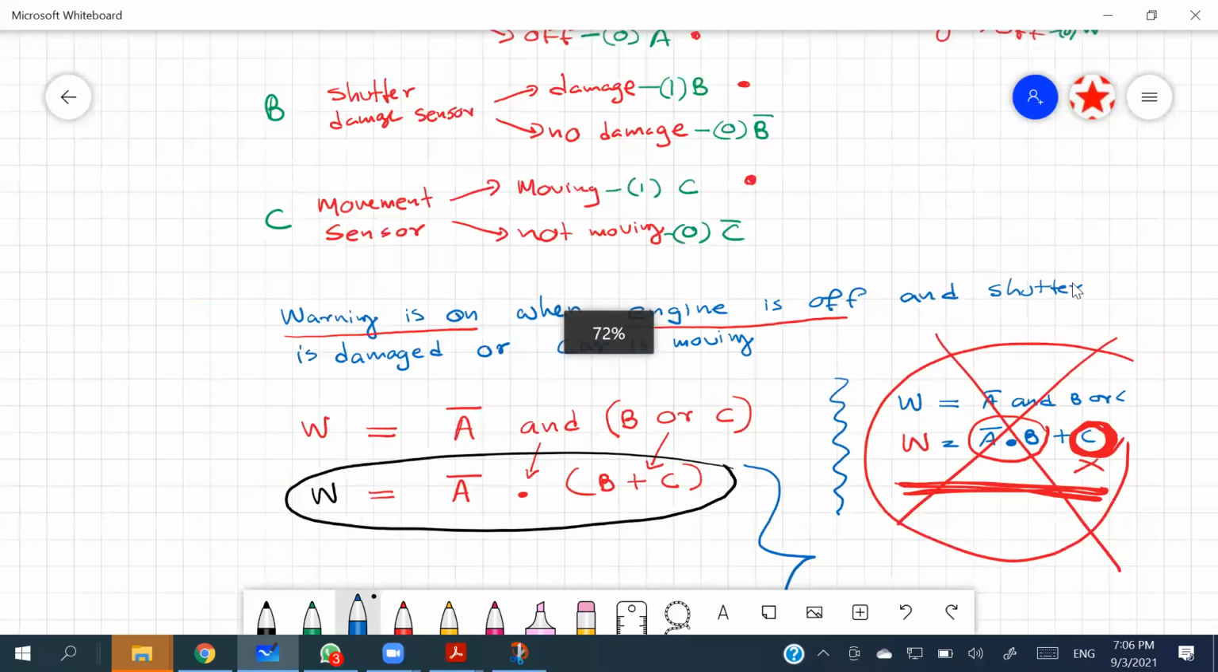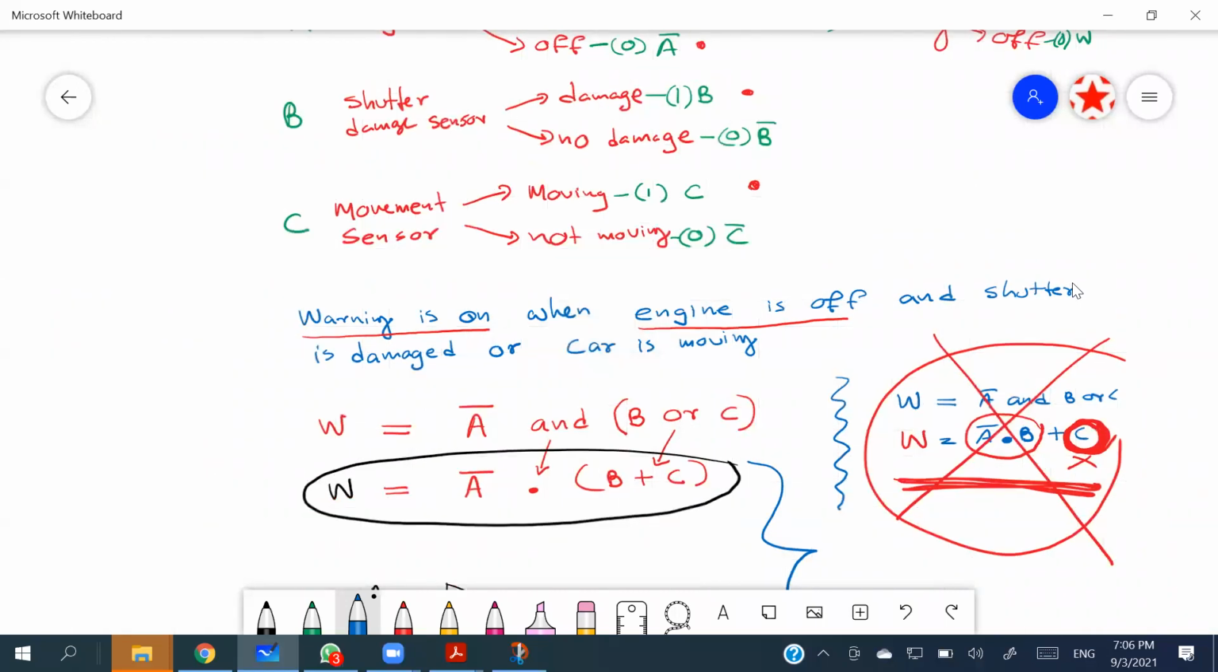The question can be asked in two ways. It will ask you to draw the circuit, or it will ask you to write the expression.